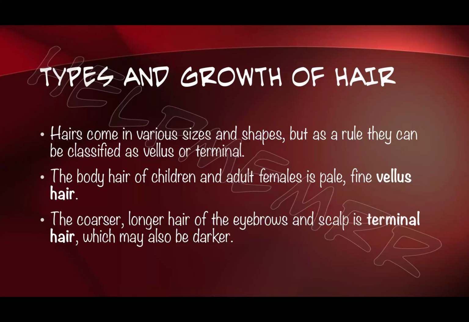Now, with the different types of hair and growth, different shapes and sizes and everything that we can see, we're basically going to break it down into two groups, vellus and terminal. What does it mean to be vellus hair? Vellus hair is going to be a hair of children and adult females. It's a pale, fine hair. This is not like the hair that's found on your eyebrows or on your head. If you've ever seen a baby, they have hairs on their cheeks, or even an adult female that has hair on their cheeks.